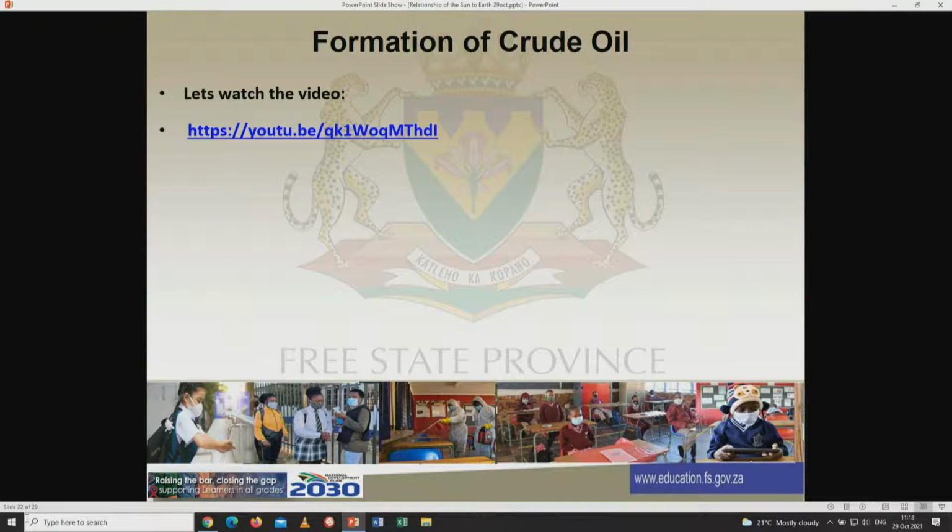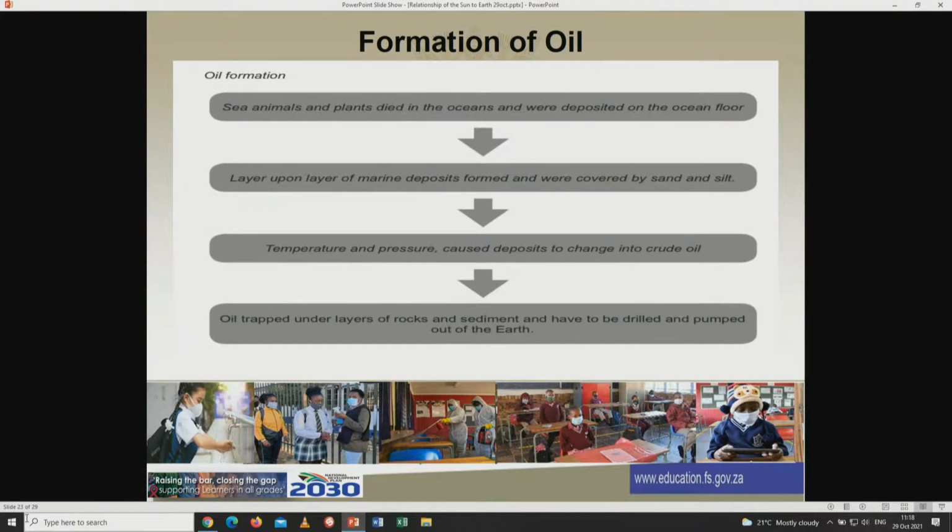Now let's summarize. Now, oil formation: we started by saying the sea plants and animals died in the oceans and were deposited on the ocean floor. Layer upon layer of marine deposit formed and were covered by sand and silt. Temperature and pressure caused the deposit to change into crude oil. Oil trapped under layers of rocks and sediment has to be drilled and pumped out of the earth.